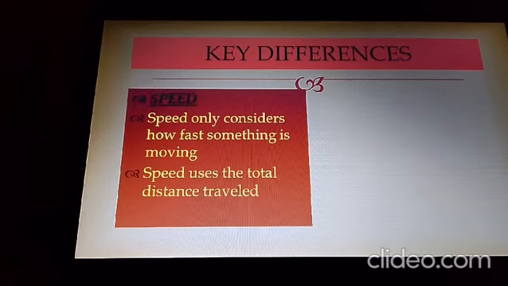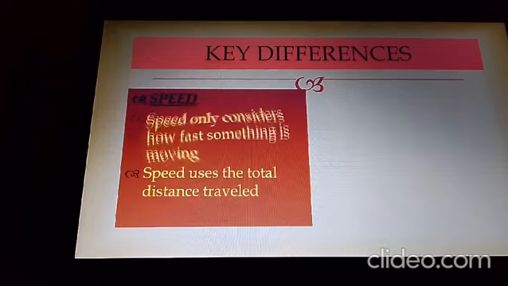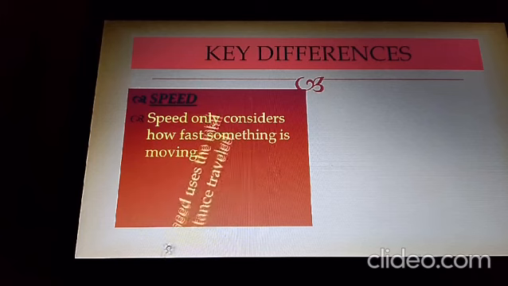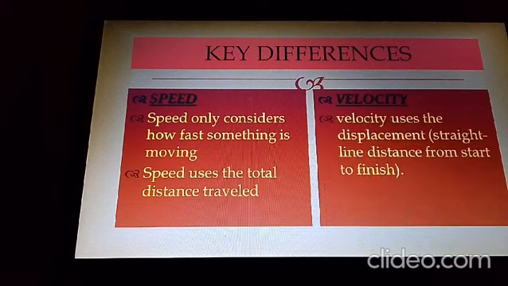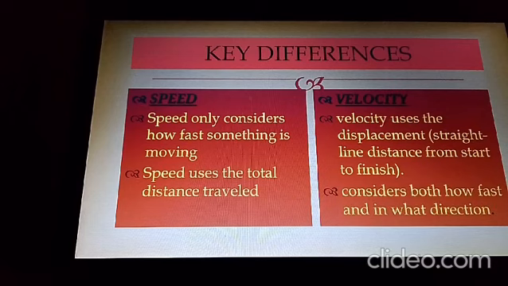What is speed? Speed only considers how fast something is moving, and it uses the total distance traveled. Whereas in the case of velocity, it uses the displacement, meaning the straight line distance from start to finish. You have a specific starting point and finish point, meaning a particular direction, and it considers both how fast and in what direction your object is moving. So here's the key difference between the speed and the velocity.